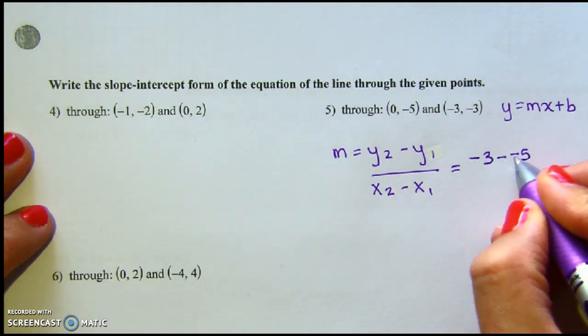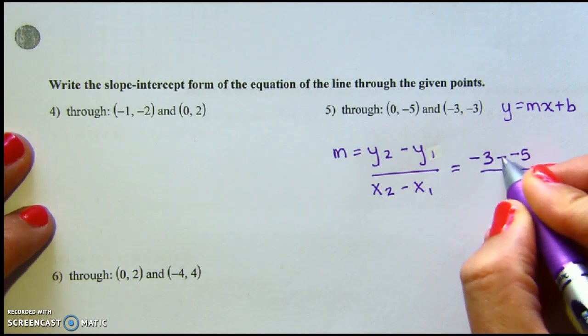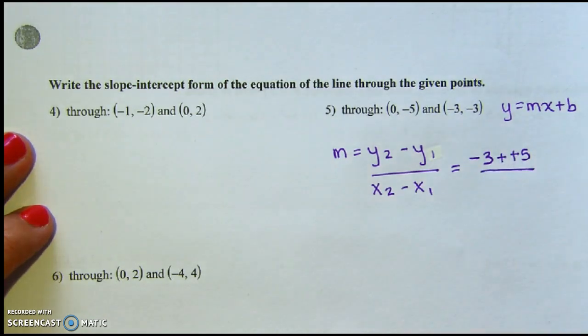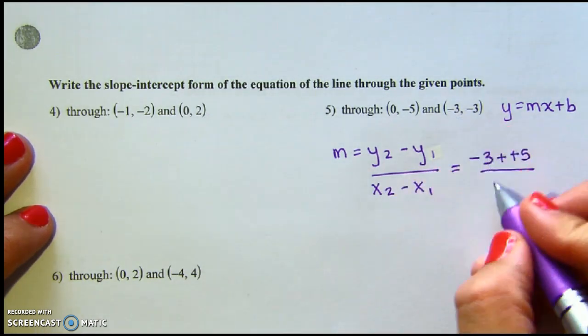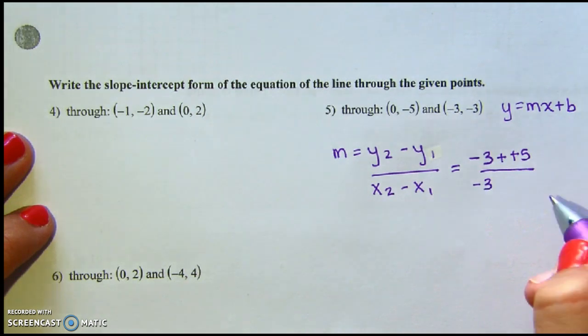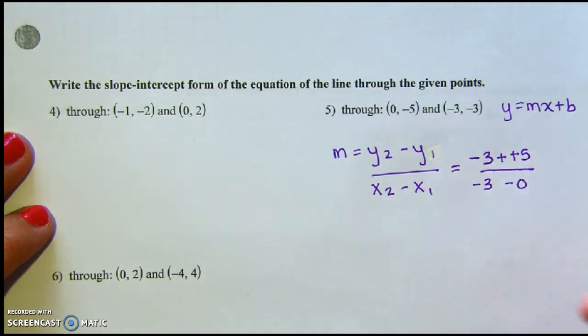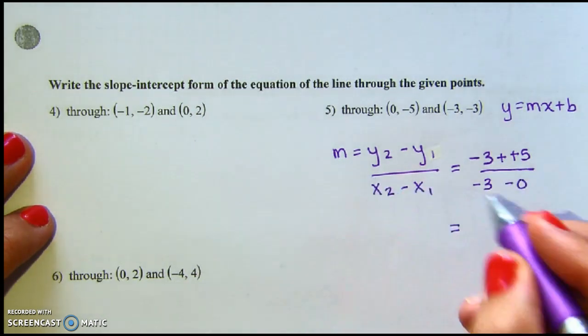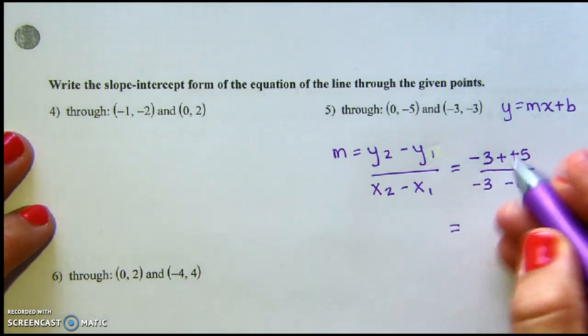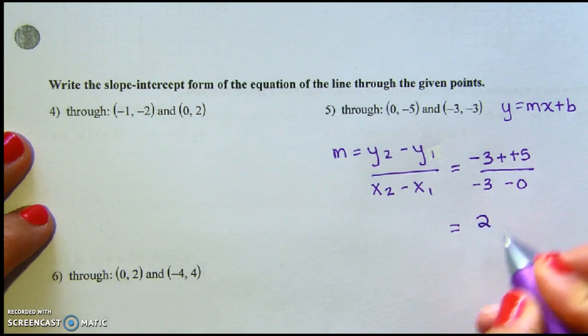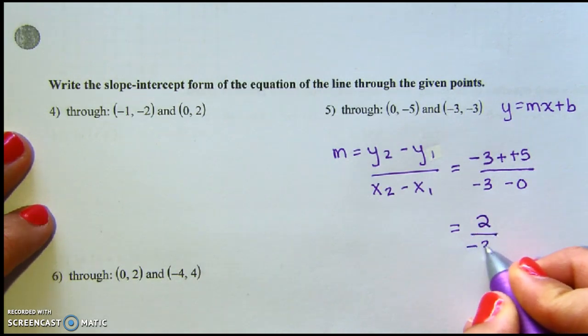Now what's a negative and a negative? Minus a negative turns to positive, right? All right, x2, what's the second x value? The second x value is -3 minus the first x value, which is 0. Everything is equal to each other. The slope equals this, which equals this, and now I'm going down. -3 plus 5 is +2 divided by -3.